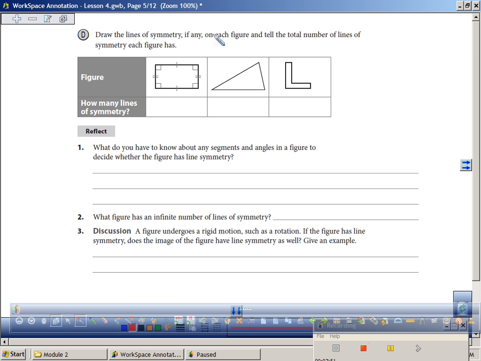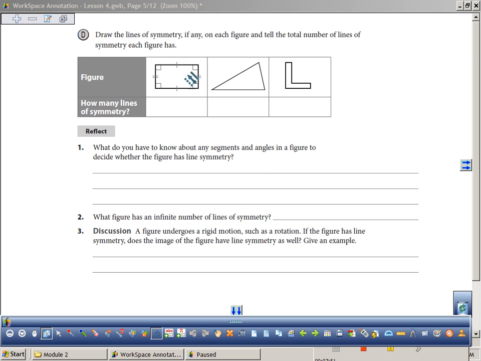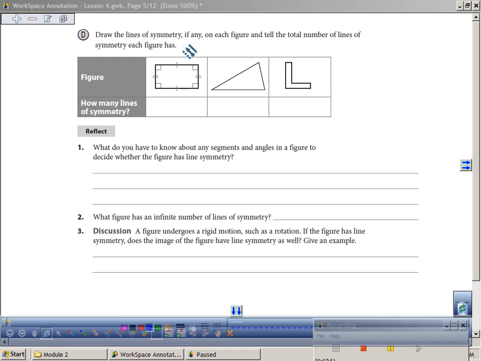All right, draw the lines of symmetry, if any, on each figure and tell the total number of lines of symmetry each figure has. This is on page 102. Okay. You tell me how many lines of symmetry does this rectangle have? 4? Tell me where they are. 1, 2. Is that a line of symmetry? Why?